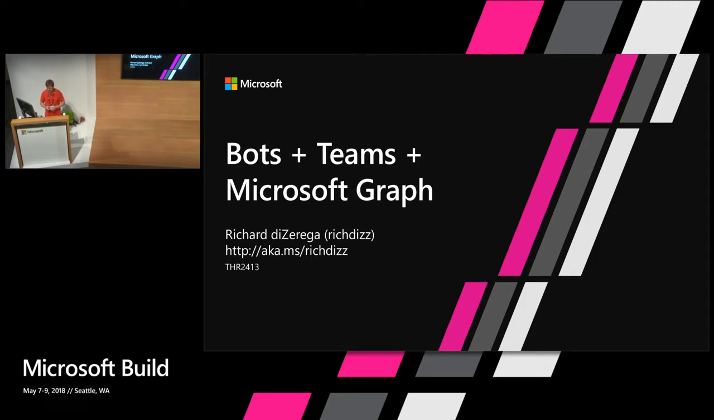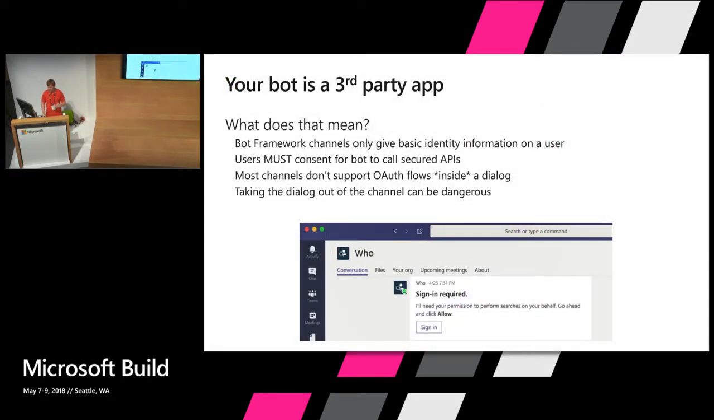It's important to note that when you're building a bot, it is a third-party application. It's considered a foreign entity wherever that bot's running, unless you're building something that is fully contained that might use a direct line channel in the bot framework. What that means is the different bot framework channels, and when I say channels, I'm saying things like Microsoft Teams or Slack or Skype or Facebook Messenger, give very basic identity information about a user.